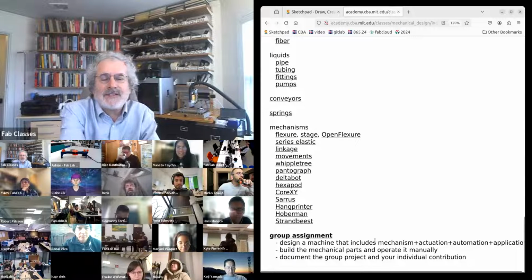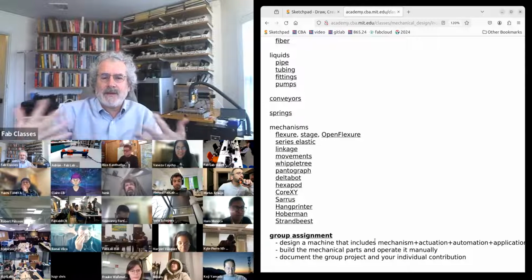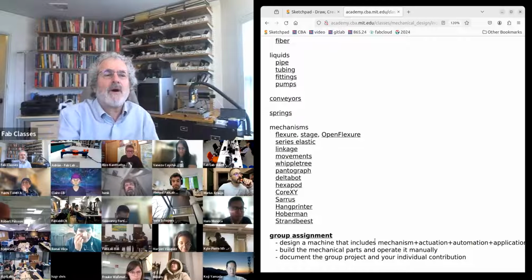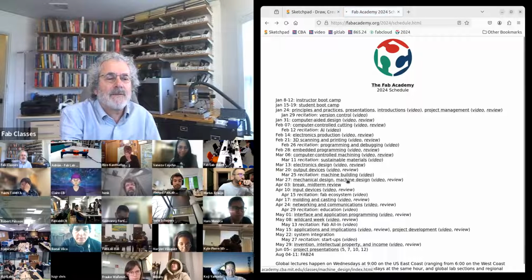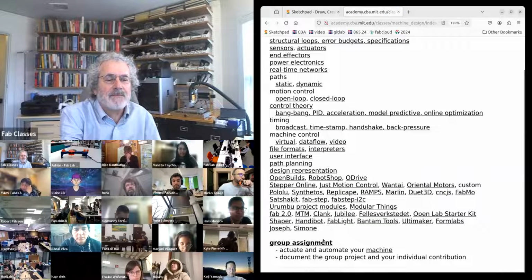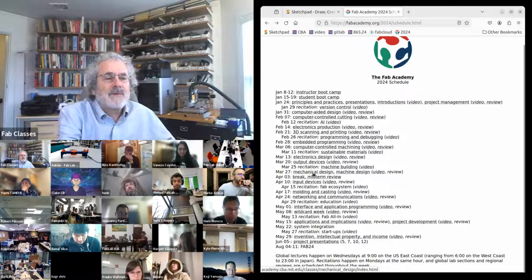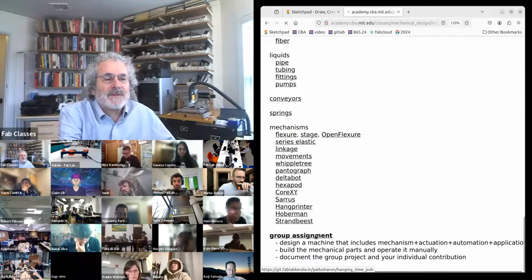assignment is to design a machine. That means a mechanism, something moves, actuation, there's a motive force, and automation to coordinate it. And then in the second part, we'll talk about machine design to program it.